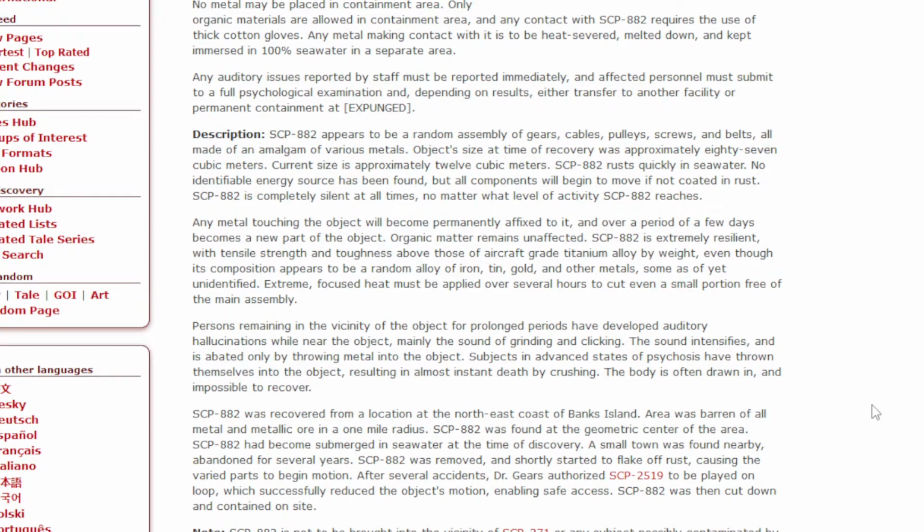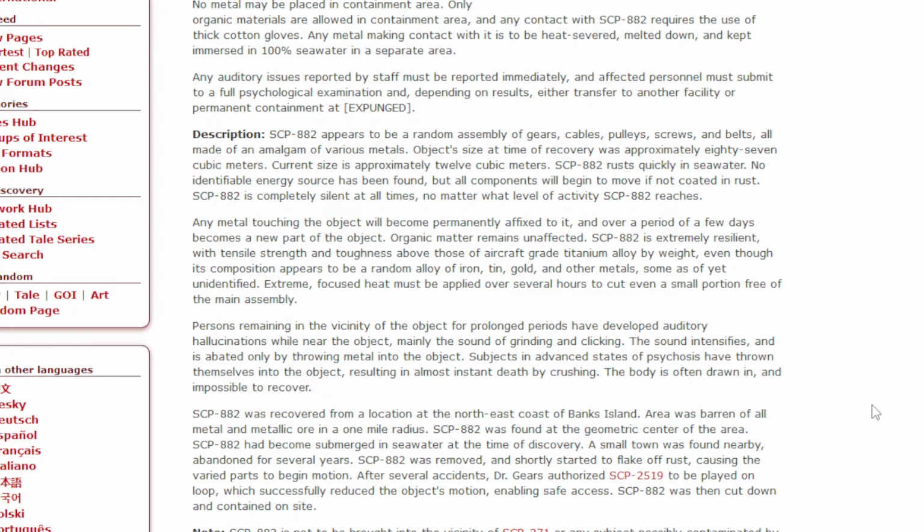882 appears to be a random assembly of gears, cables, pulleys, screws, and belts, all made of an amalgam of various metals. Object size at the time of recovery was approximately 87 cubic meters. Currently, size is approximately 12 cubic meters. Rust quickly in seawater. No identifiable energy source has been found, but all components will begin to move if not coated in rust. It is completely silent at all times, no matter what level of activity it reaches.